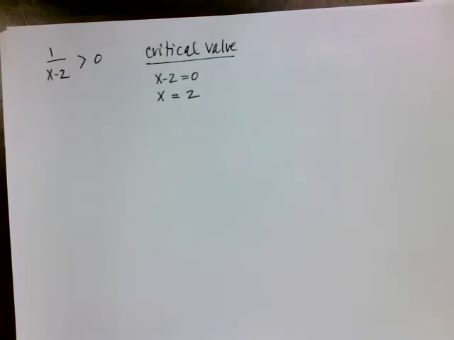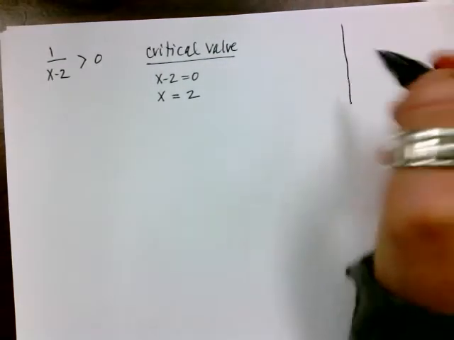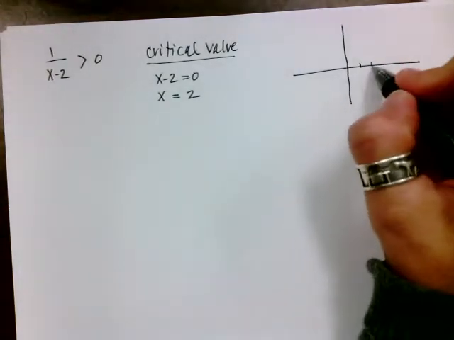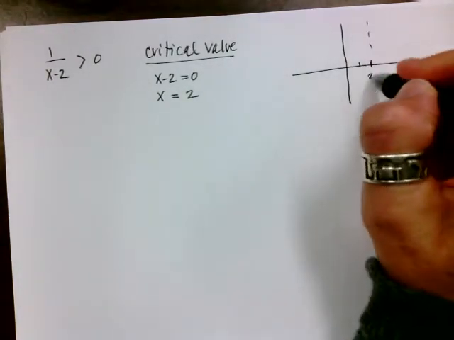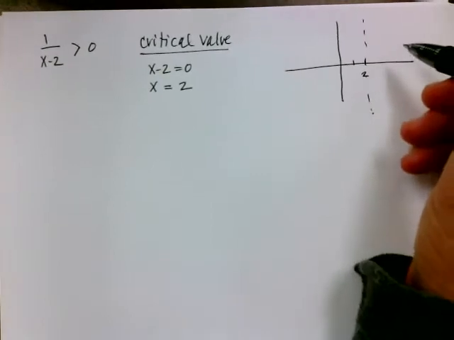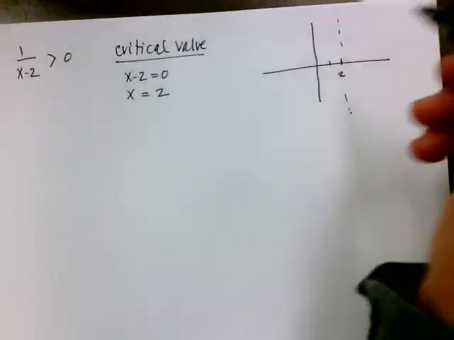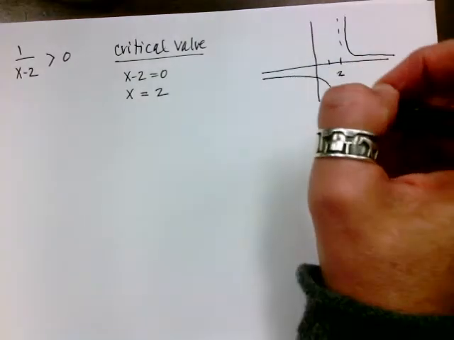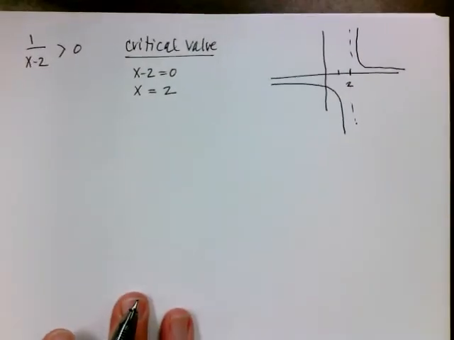All right, so I'm going to go ahead and graph this portion. So I have a vertical asymptote at 2. I have a 1 in the top, so my graph, I'm going to have a horizontal asymptote at y is equal to 0. It's going to look something like that.